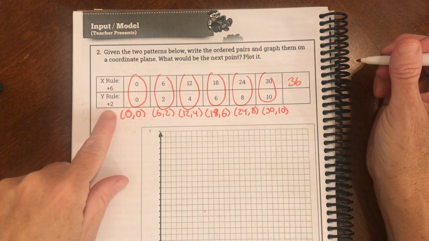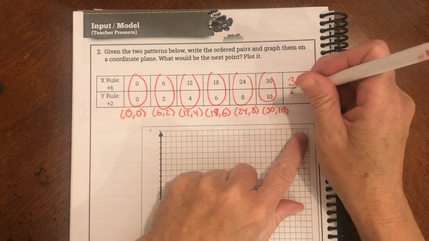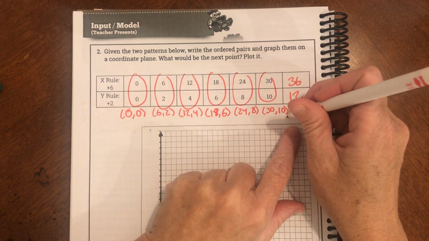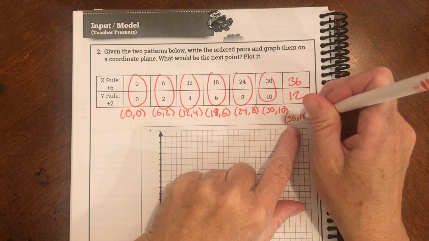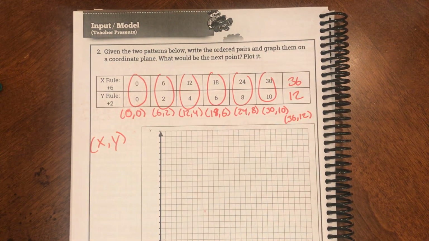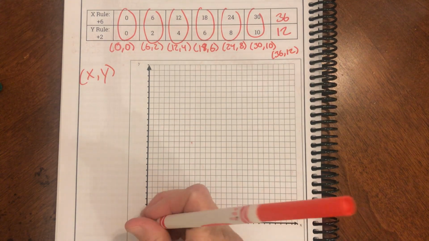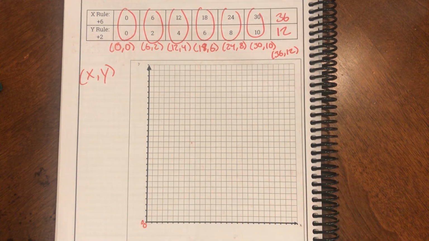And they tell me the y is add 2 each time. 0, 2, 4, 6, 8, 10, 12. So that last one is 36, 12. And remember, that's my x, y. Okay, so now I have all my ordered pairs. We have to graph them. So if I look at my x axis, let's first put in our origin, 0, 0.